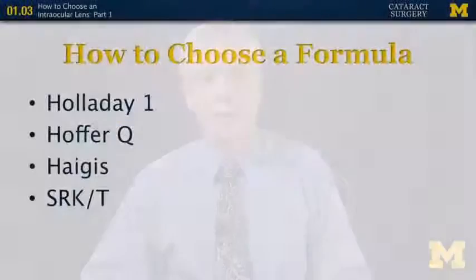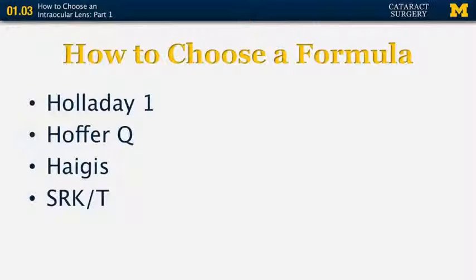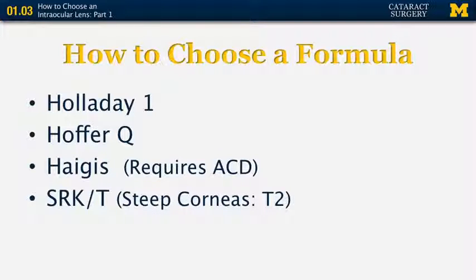I have one comment on the SRK2, and that's don't use it. It's not as good as the other formulas. So these 4 formulas are the main formulas that we'll talk about. The Huygens requires an anterior chamber depth, so it requires an extra reading. You may not have that, so you may be limited to the other three. The SRKT does not do well with steep corneas. The T2 might be a better option.